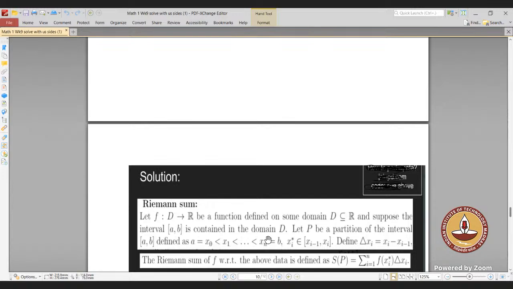We are just partitioning it, and xi star belongs to xi minus 1 comma xi. So we are defining a delta xi as xi minus xi minus 1. First we are partitioning it into some parts and we are finding the difference between these two. Wait, I'll just share my screen now.